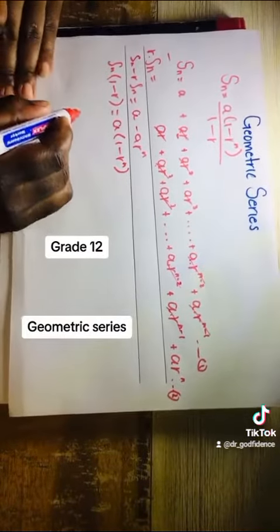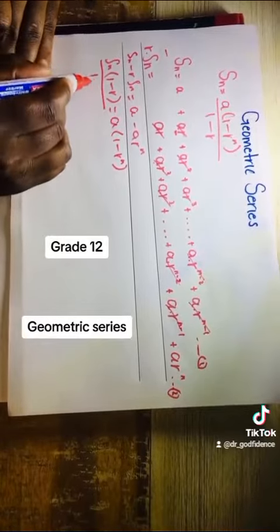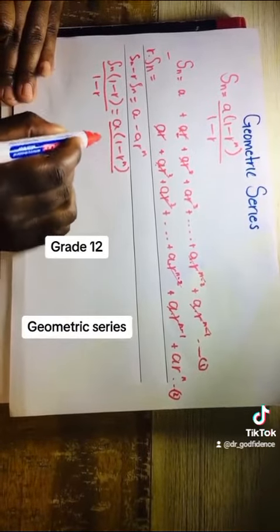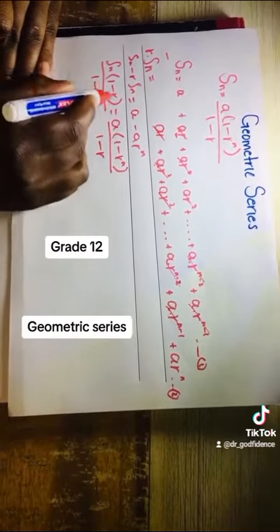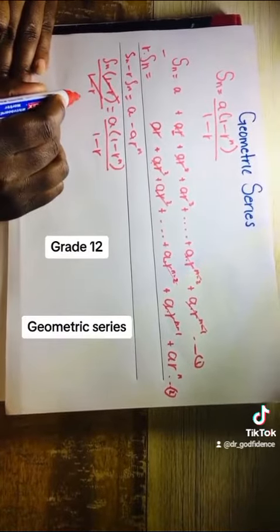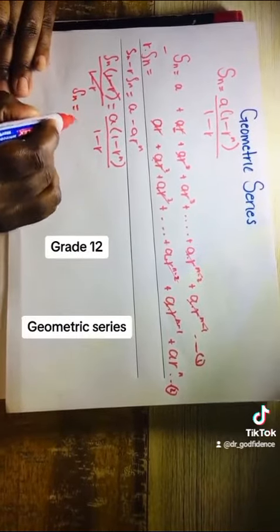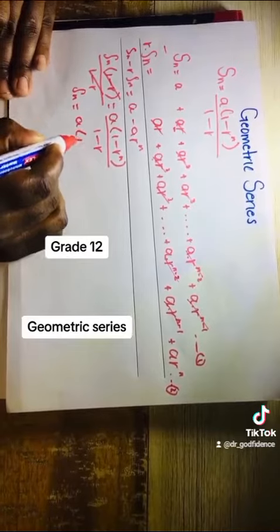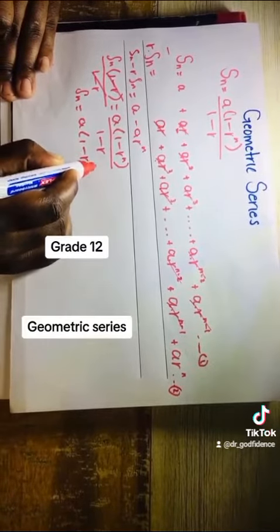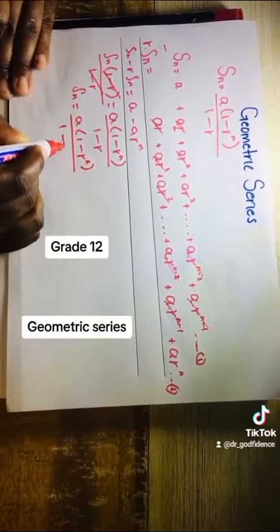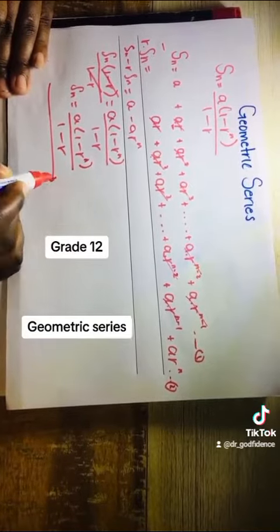And in order to solve for Sn, we're going to divide both sides by 1 minus r, and these two will cancel each other out, and we're left with Sn is equal to a into 1 minus r to the power of n, divided by 1 minus r. And that is your proof.